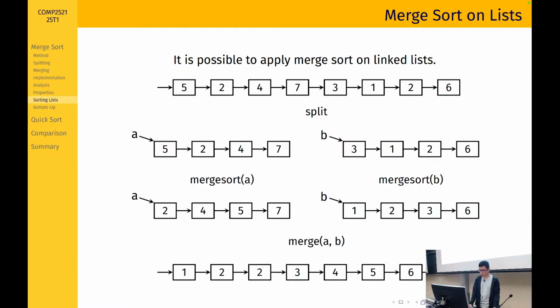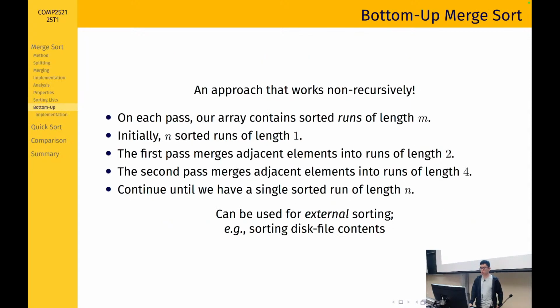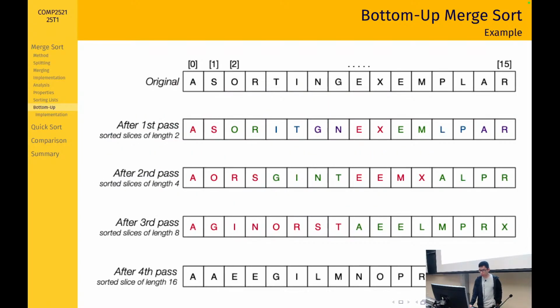Okay, and then we also have something called bottom-up merge sort, right? So the merge sort that I showed you is recursive, right? But it turns out there is another way of implementing merge sort, which is non-recursive, right? So how it works is, I'll just show you the diagram, but here's a description of it. But here's how it works, right?